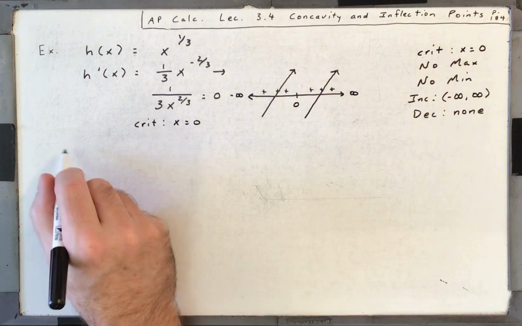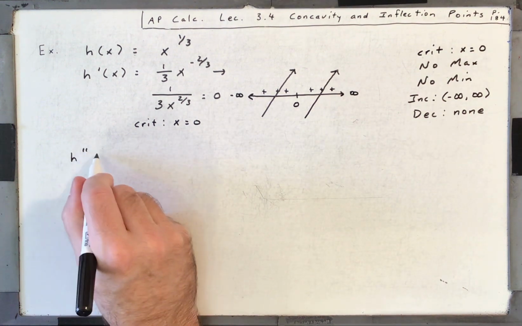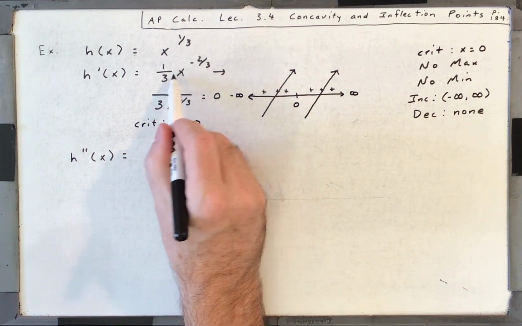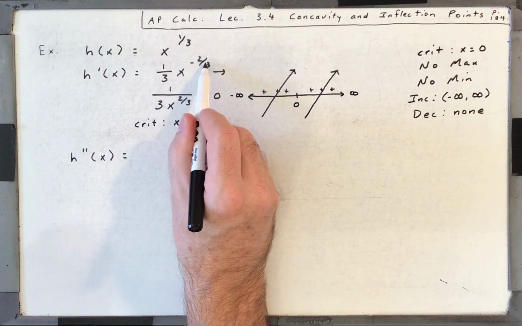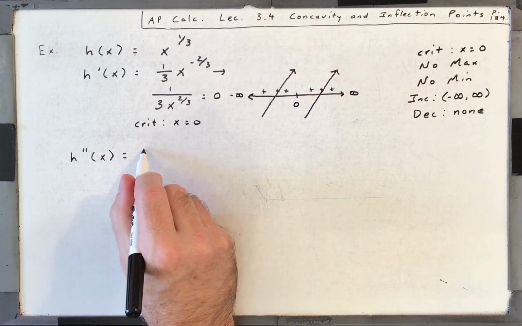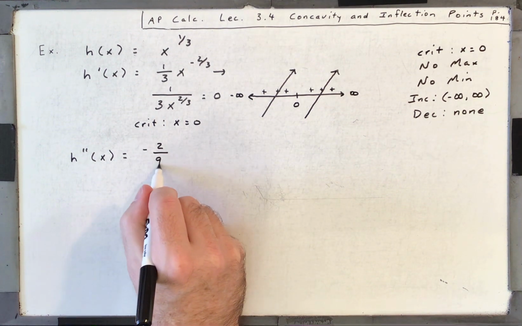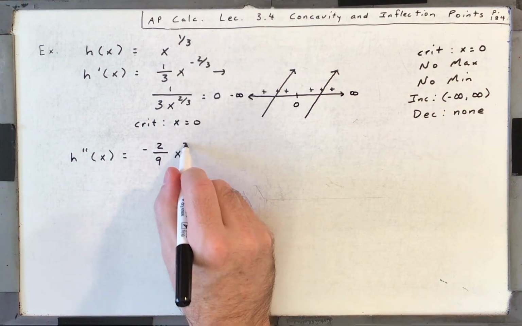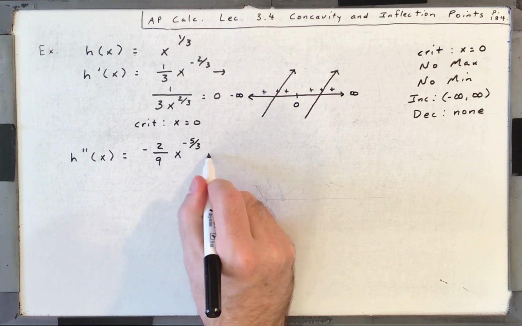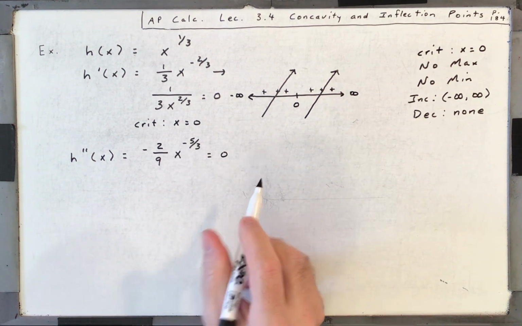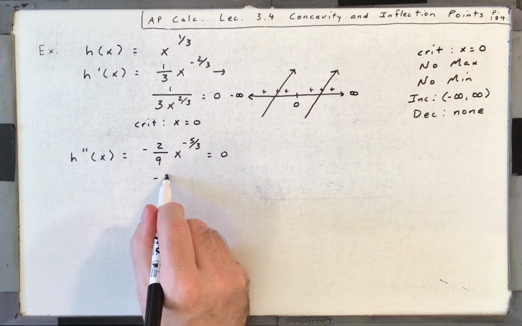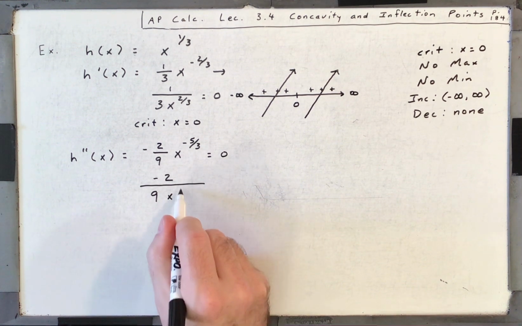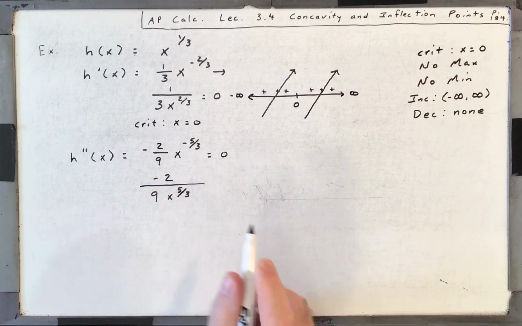Okay, now let's do the second derivative to determine the concavity of this graph. All right, I'm going to take the derivative from this negative exponent. So that's negative 2/3 times 1/3. That'd be negative 2/9 x to the negative 2/3 minus 3/3, which is negative 5/3. We're going to set that equal to 0. I'm going to make it a positive exponent so my brain doesn't hurt. I have negative 2 over 9x to the 5/3.